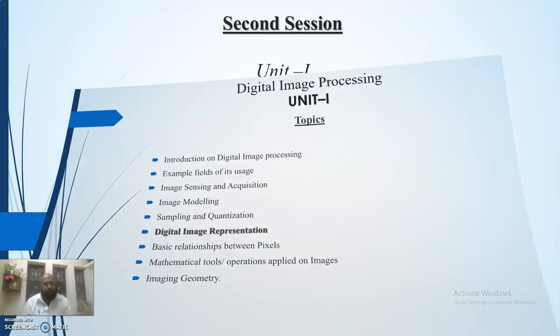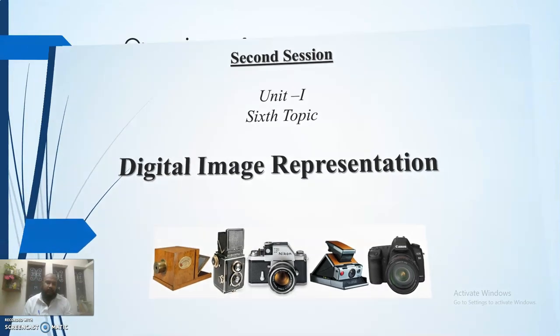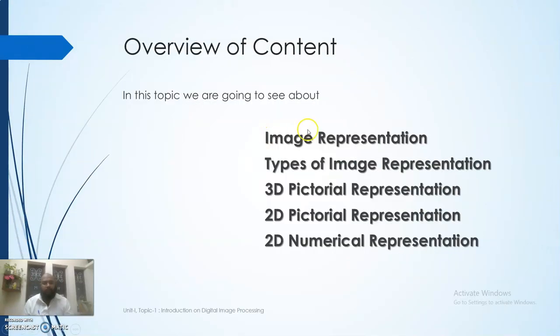So in this topic we are going to see the following things. What is image representation? What are the types available in image representation? And the following types, that is 3D pictorial representation, 2D pictorial representation, and finally 2D numerical representation. So all these things we are going to see in this session.